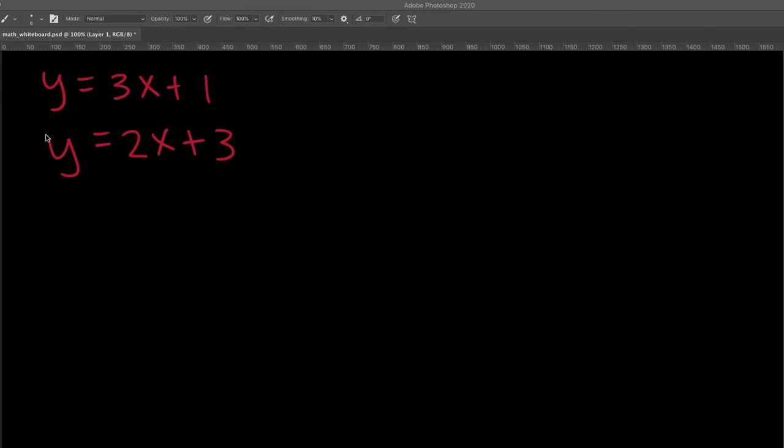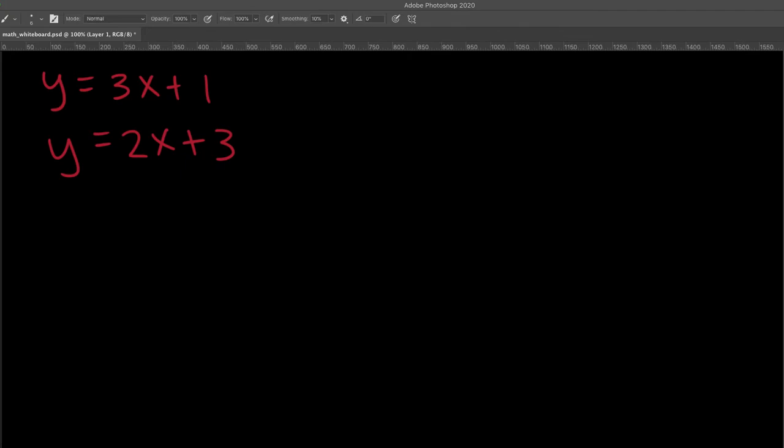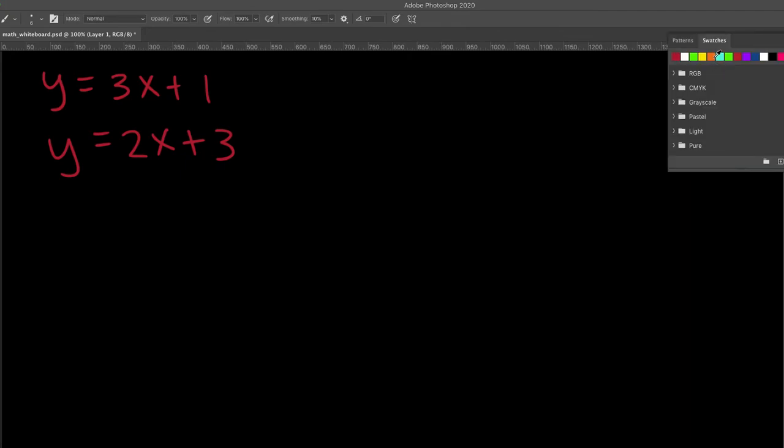Hey math kids, today we're going to look at systems of equations, and specifically the substitution method. So notice that I have these two functions right here. They're both linear, they're both lines. If we were to graph them on Desmos, then we'd see that they cross in one place. And so the answer to this system, the x, y value, is going to tell us where they cross.